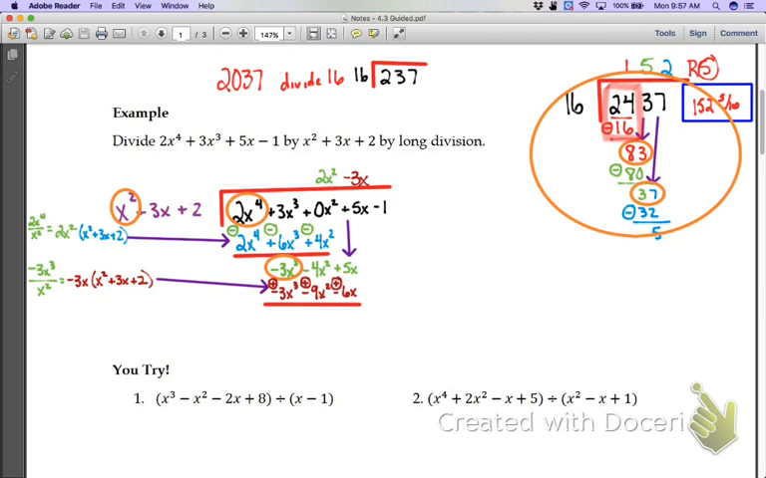So then, negative 4 plus 9 is going to give me a positive 5x squared. 5x plus 6x is plus 11x. Last thing I need to do, drop that negative 1 like it's hot.